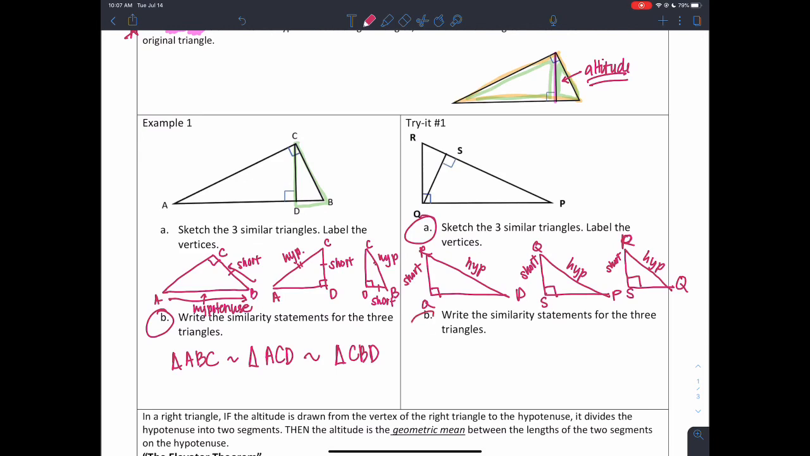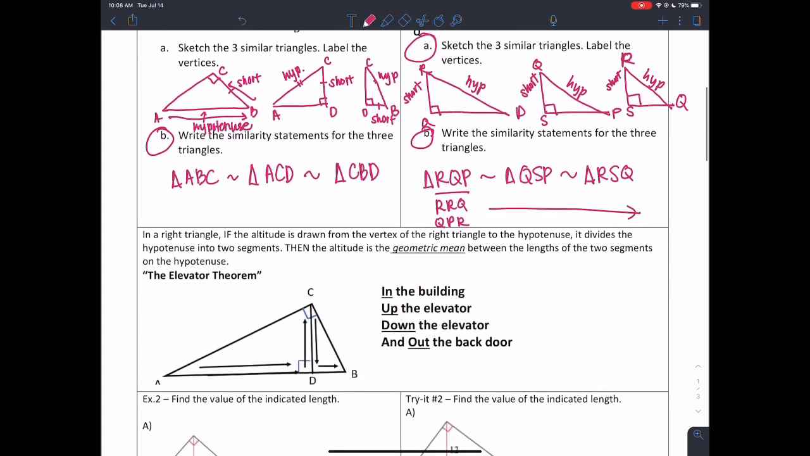Now I'd like you to do B. Write the similarity statement for the three triangles. Okay, here I've written the similarity statement for the three triangles. Now, your letters may be out of order. However, if you have the sequence, it should be correct. So you could also have PRQ or QPR. And then, of course, the rest of the statement should be corresponding to that. All right, very good job, everyone. Let's move forward.